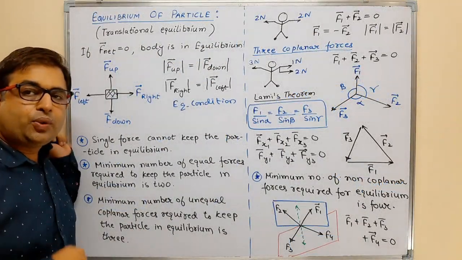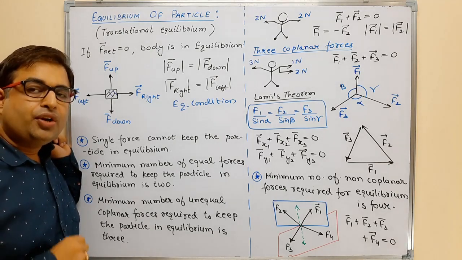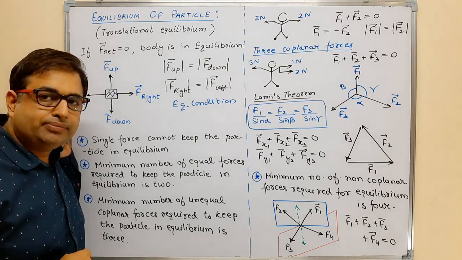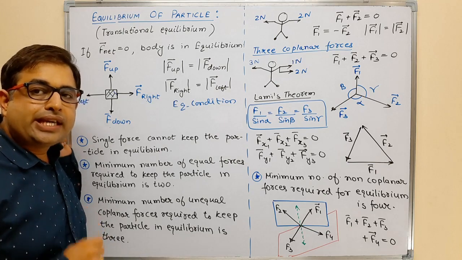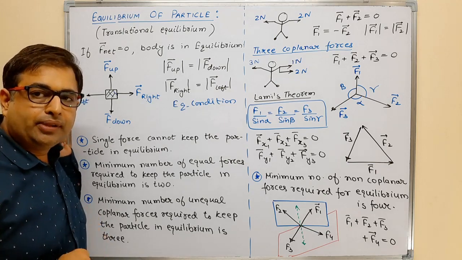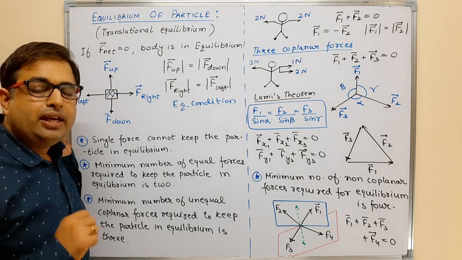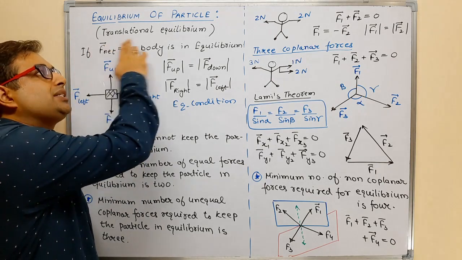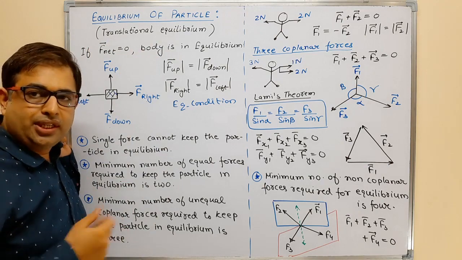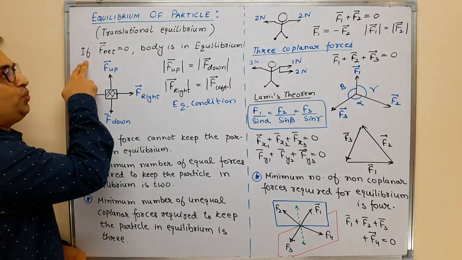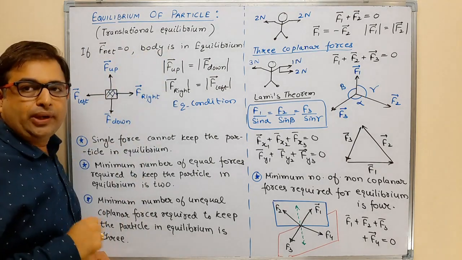Next topic is equilibrium of particle. We have two different types of equilibrium condition. First is translational equilibrium, means net force acting on the particle is equal to 0. Second is rotational equilibrium, means net torque acting on the particle is equal to 0. In this chapter, we will discuss only translational equilibrium, and rotational equilibrium we will discuss in rotational motion. So, if net force acting on the particle is equal to 0, then body will be in equilibrium condition.